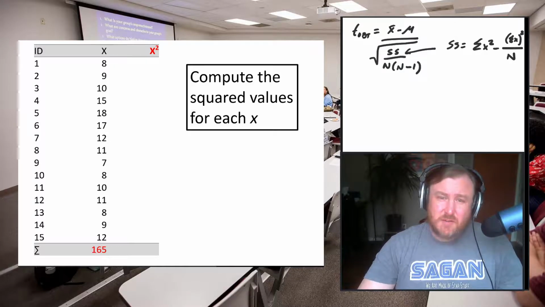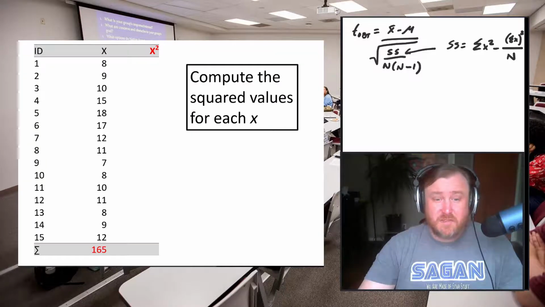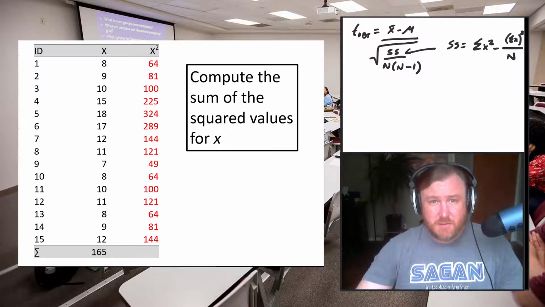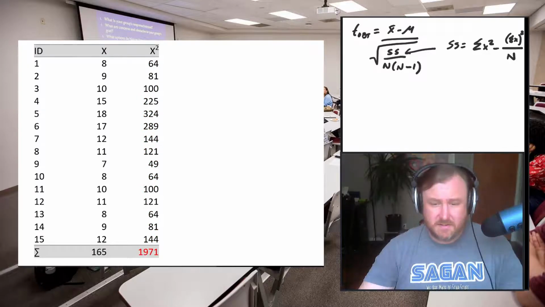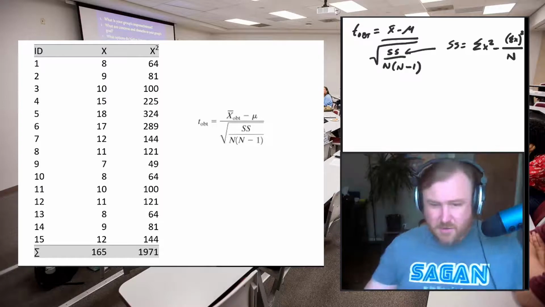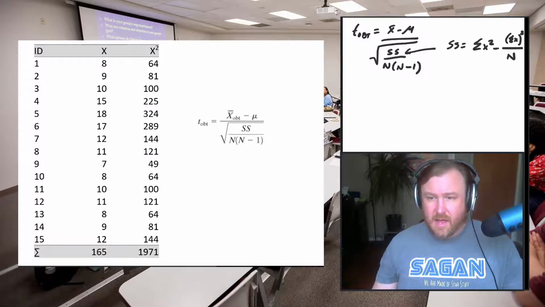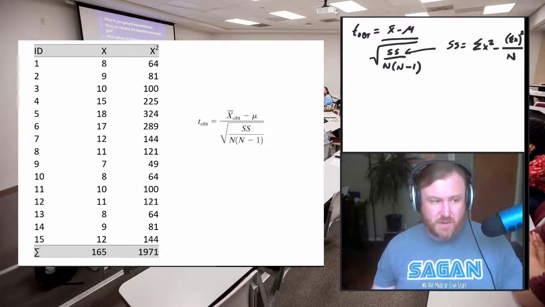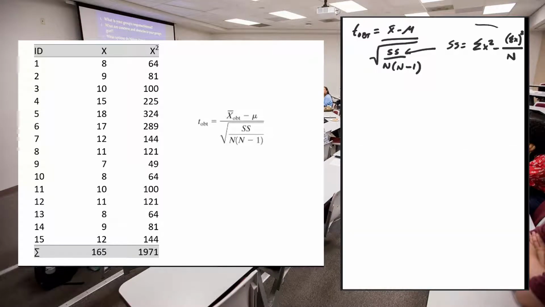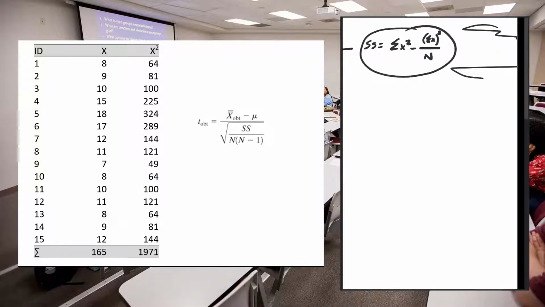Then we need to create a column of squared x values, right? So these are the squared values for each value of x. And then after this, we need to compute the sum of the squared values for x, right? And we get 1971. Okay, so here's our t-obtained equation. And now we have all of the information that we need to compute the sum of squares, right? So let's plug in to our equation right here.